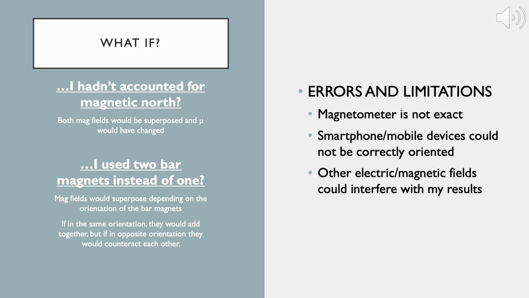If it's in the same orientation, they would add together, but if they're in the opposite orientation, they would counteract each other. Some errors and limitations include that the magnetometer is not exact, our smartphone/mobile devices are not correctly oriented, and other magnetic/electric fields could interfere with our results.